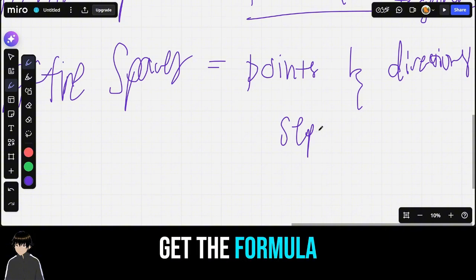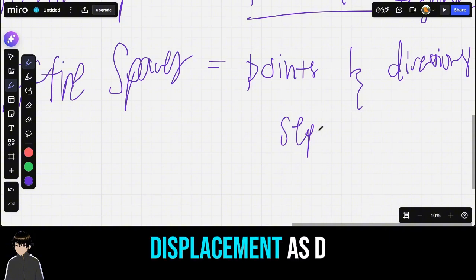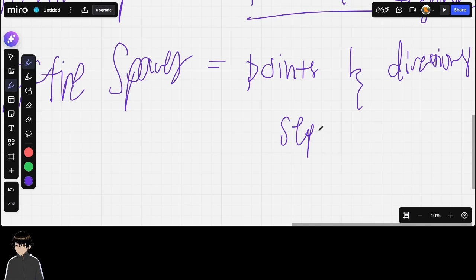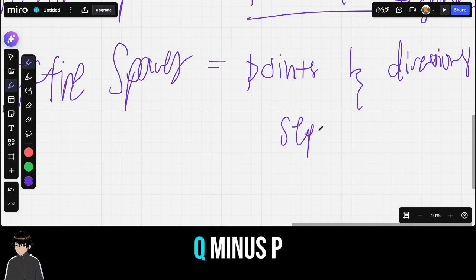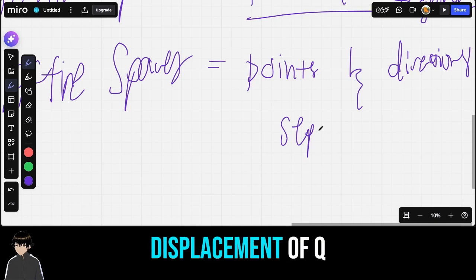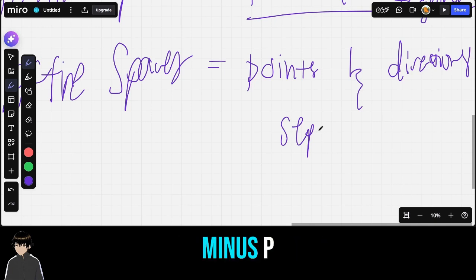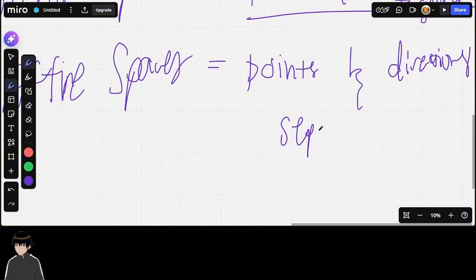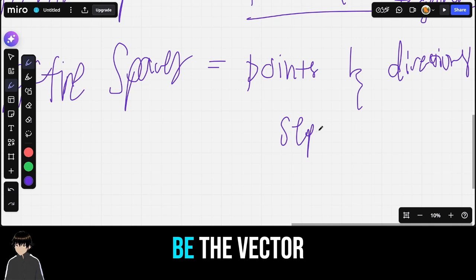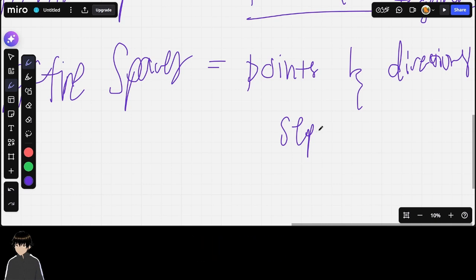And then we get the formula. Let's denote displacement as d, with a vector, equals q minus p. You get the displacement of q minus p. But the result of this also happens to be the vector. So we can say v is equal to q minus p.